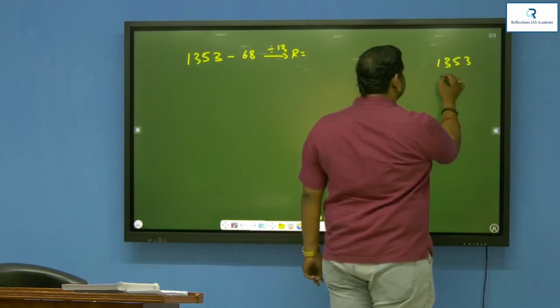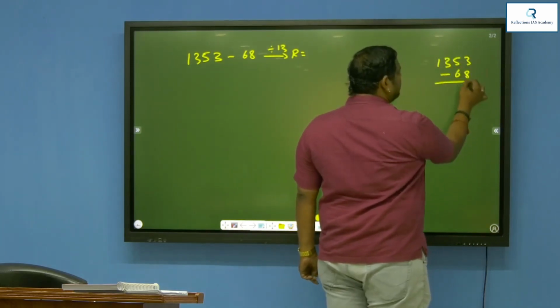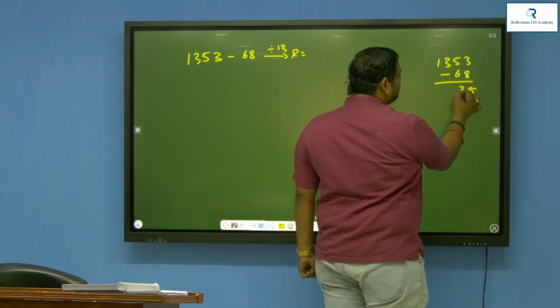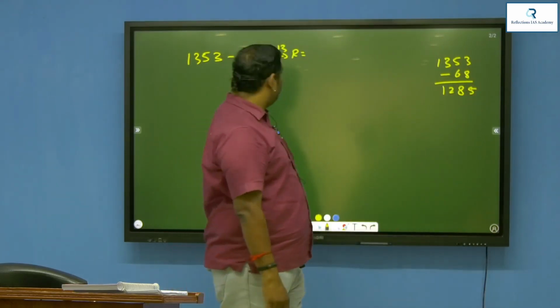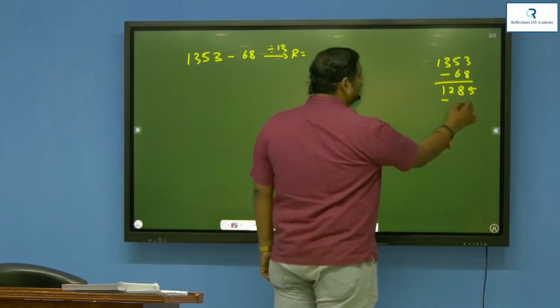Okay, I am subtracting 68. 13 minus 8 is 5. 14 minus 6 is 8. 2, 1. 1285 is the answer, right? 1285, now you have to divide with 13, right?